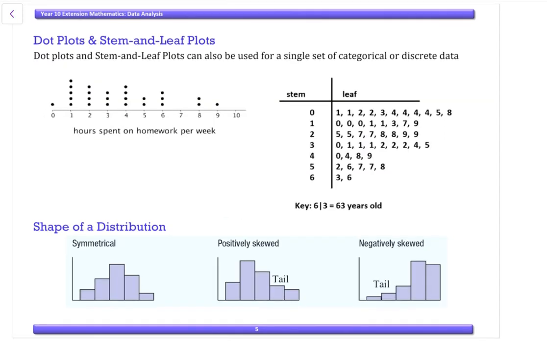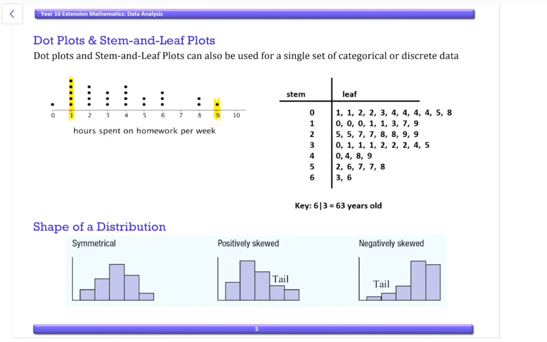We could also use dot plots and stem and leaf plots. Now dot plots and stem and leaf plots can also be used for a single set of categorical or discrete data. So hours spent on homework per week, you can see a dot plot here. So for example, we can see that 5 students spent 1 hour per week on homework, whereas one student spent 9 hours per week on homework. So each dot represents a person.